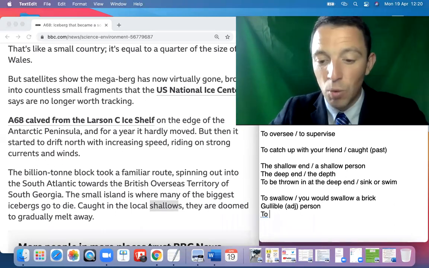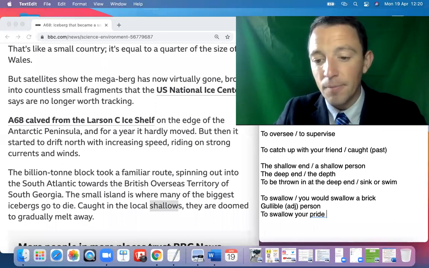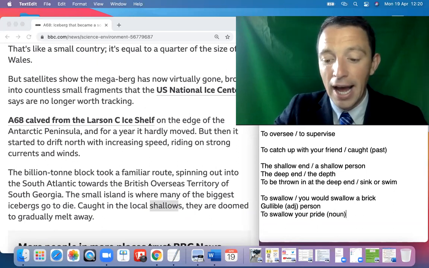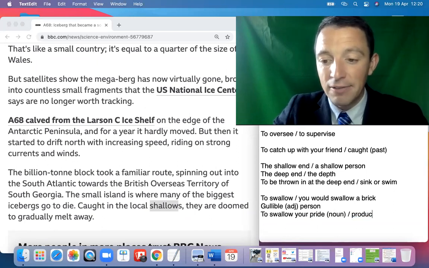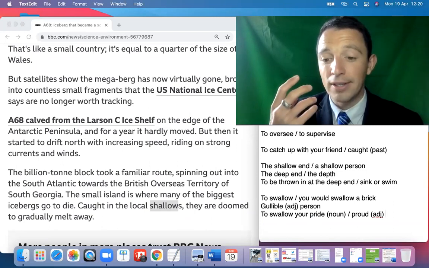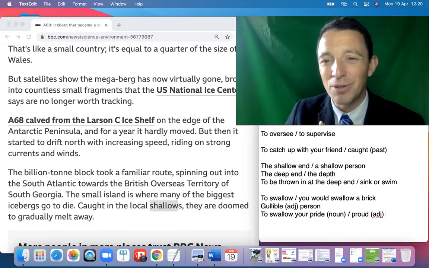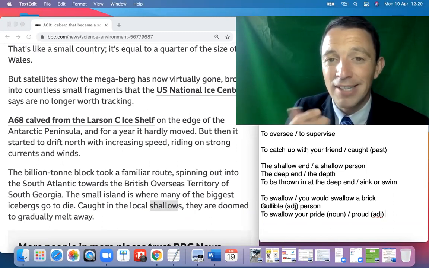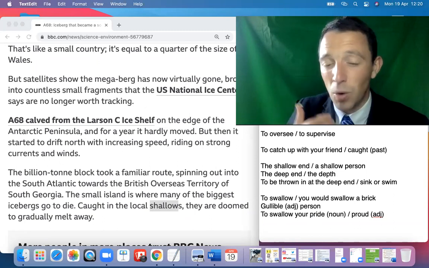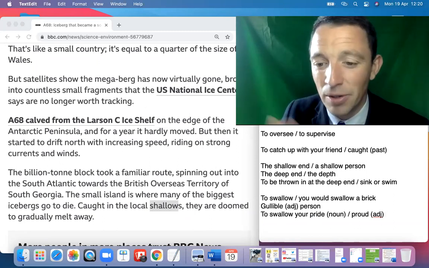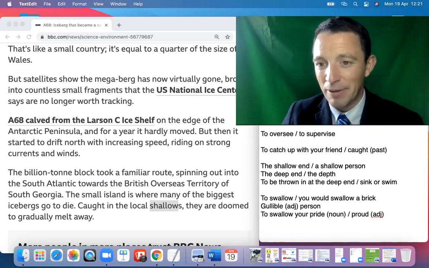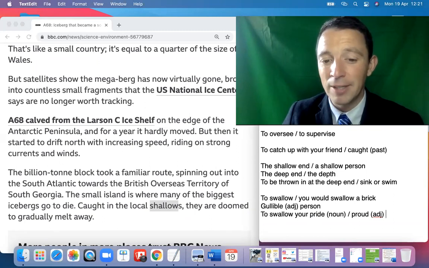Also with the verb, we say to swallow your pride. And it's like orgulloso in Español. Pride is the noun and proud is the adjective. So if you swallow your pride, that means you have a difficult moment, a difficult action, and you have to say, okay, it's difficult for me, but I swallow my pride and I accept something, okay? And that's it. So to swallow a brick is to be a very gullible person who believes everything.